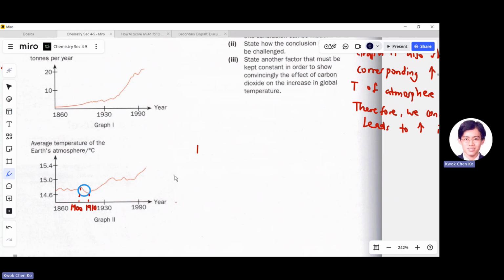So basically, in graph 2, again, let's be very systematic. Here you're talking about graph 2. There was a large decrease in temperature. Instead of giving the years, I will just put it around 1900s.